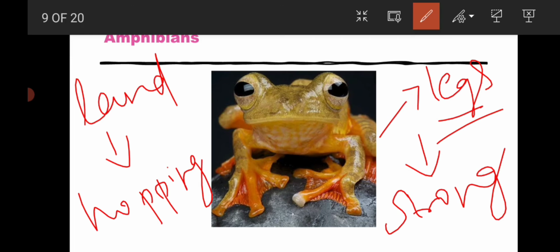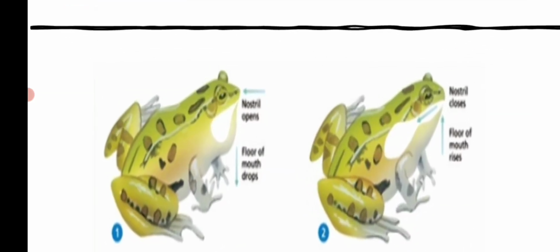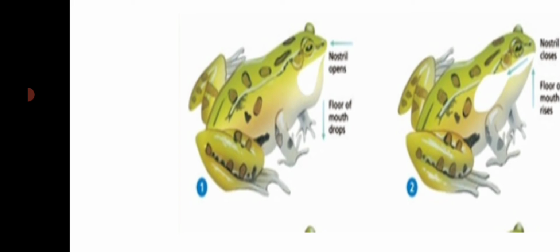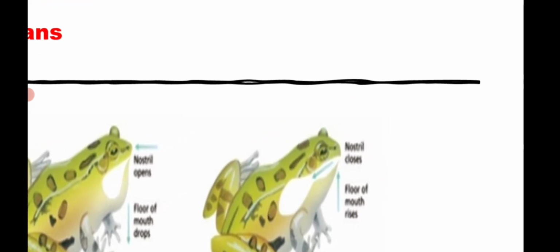So moving to the next slide. Here you can see how frogs breathe on land. While breathing on land, the nostrils will be open. At that time, you can see the floor of the mouth drops. You see here in this picture, they have a bag-like structure called the buccal sac. So this floor of the mouth will drop down. While the oxygen goes inside, the nostrils get closed and the floor of the mouth rises up.